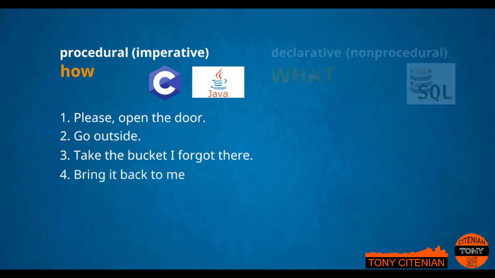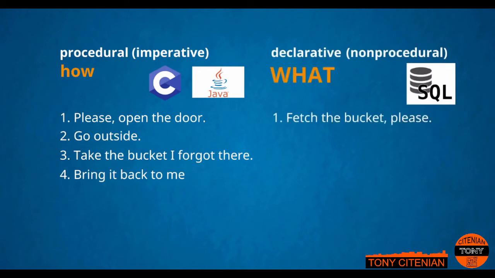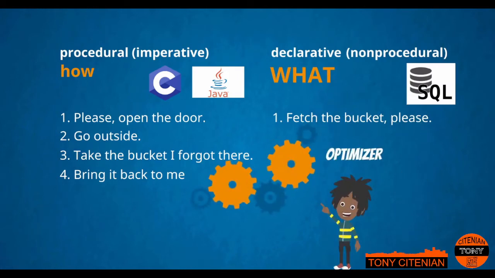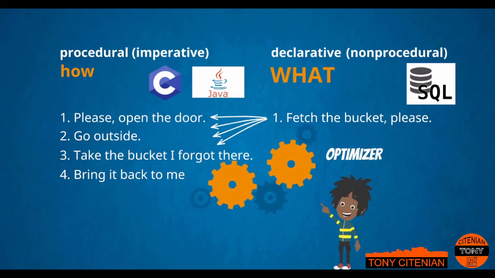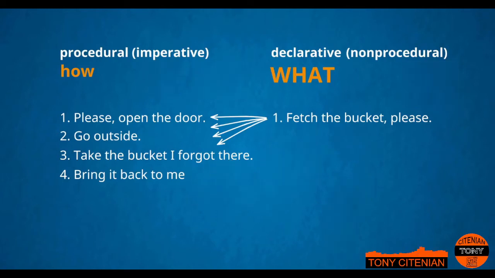In a declarative language, this would sound like 1. Fetch the bucket, please, and you wouldn't have to go through the process step by step. The algorithms are built in, and there is an optimizer, which will separate your task into smaller steps and do the magic to bring the desired output. Why is this important? When using SQL, you should concentrate on what you want to retrieve from your databases. Unless you are an advanced user, don't bother with the algorithms explaining how your data can be obtained.